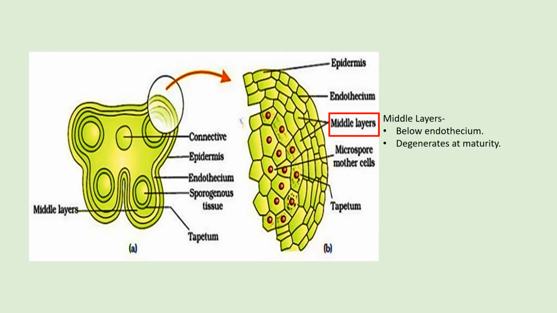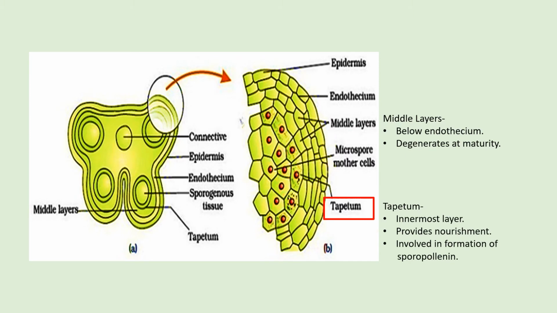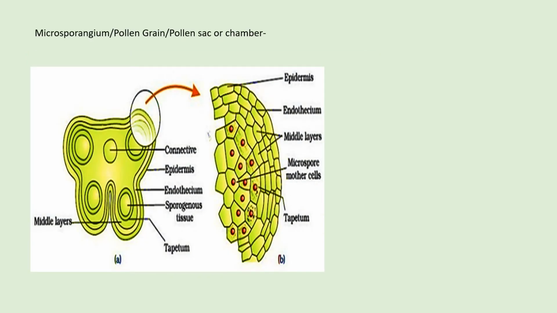Middle layers. These are present below the endothecium, and are formed of 1 to 3 layers of parenchymatous cells. The cells of these layers degenerate at maturity. Tapetum. This is the innermost layer, and provides nourishment to the developing microspores. The cells of this layer may be multinucleated. It is also involved in formation of sporopollenin in the microsporangium.